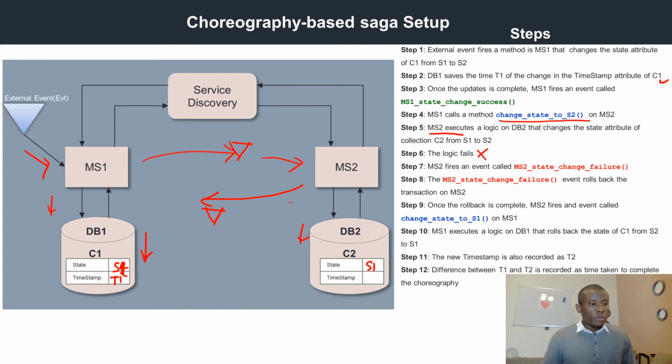All right. So this is at step 10 where we are. At this point, we are going to have a timestamp T2 after this rollback change of state in MS1 is complete. So at this point, we have two timestamps, T1 and T2. What is going to happen is we take T2 minus T1, and that will help us to have an idea of how long the saga takes to complete on a failure condition. Not a successful one, but a failure condition. So this is basically how a choreography-based saga works.